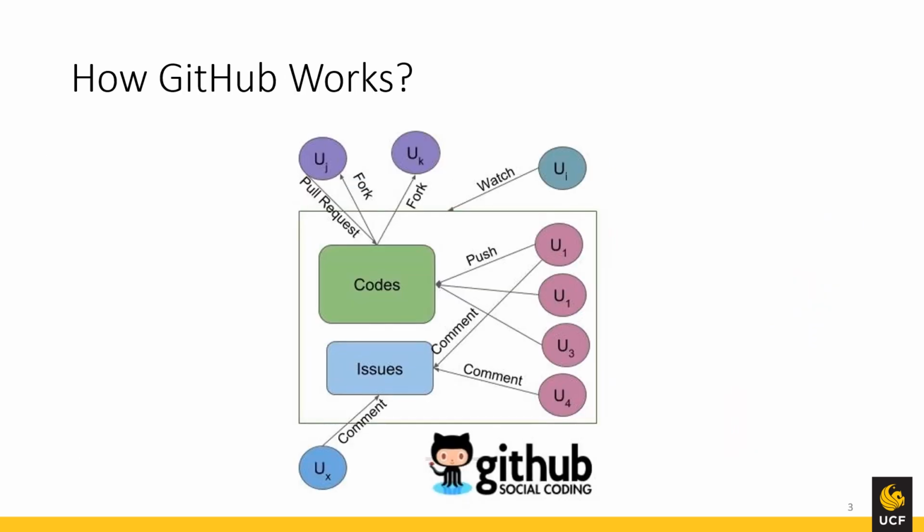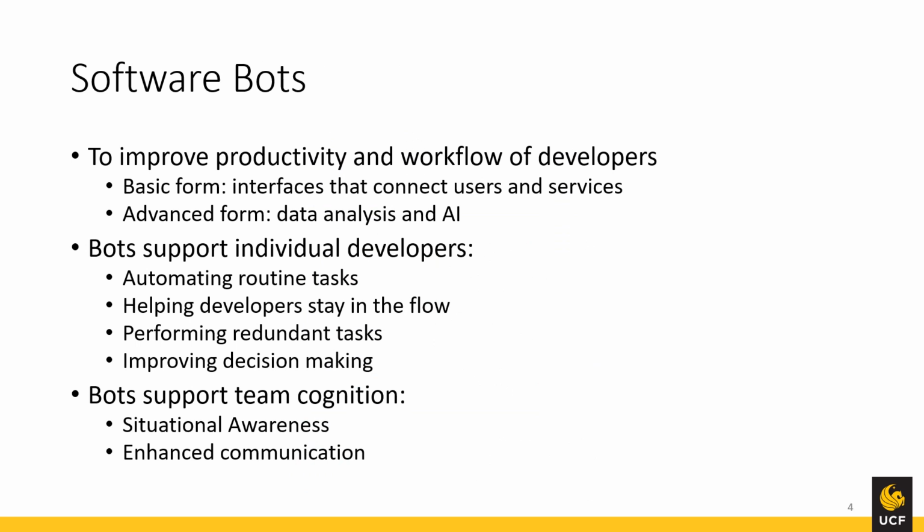GitHub is a popular software repository and a collaborative development tool. Developers can submit their contributions to repositories and have discussions around the project. Ever-growing complexity of modern software engineering makes the automation of tasks imperative. Software bots are developed to improve productivity and workflow of developers.